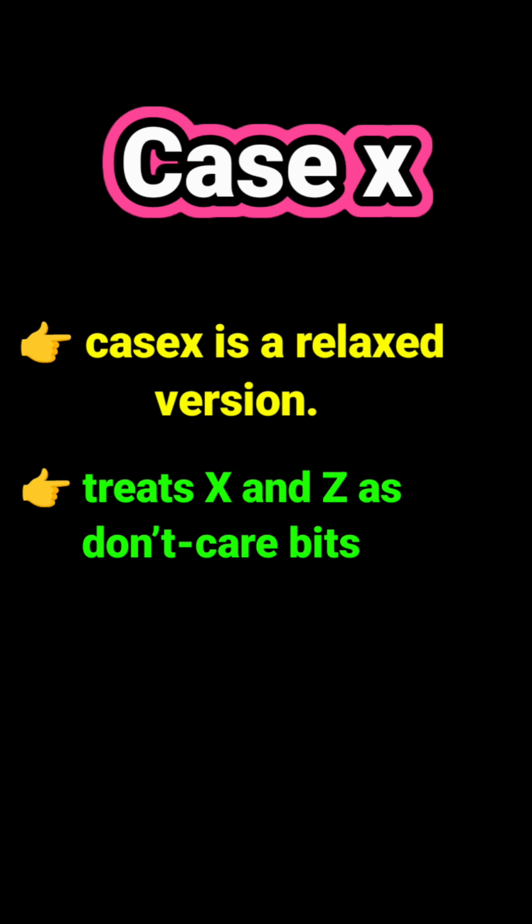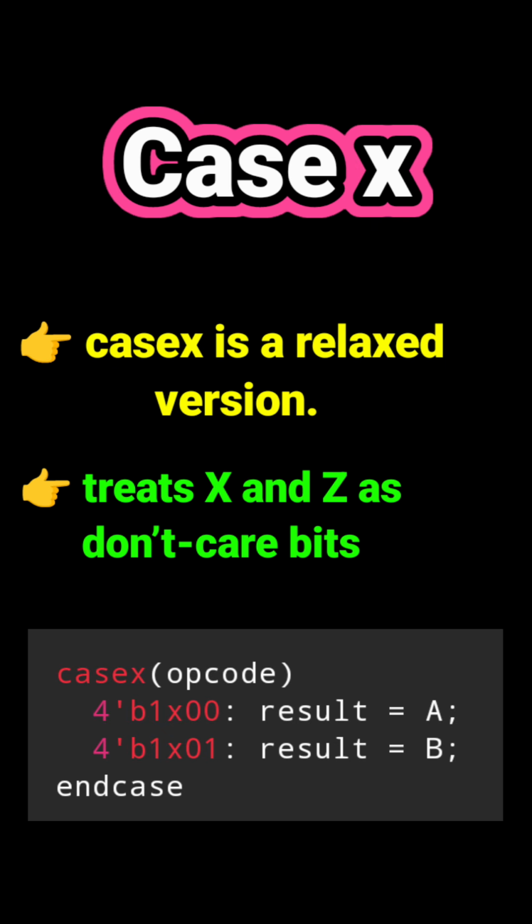Second one is casex. Casex is a relaxed version. It treats X and Z as don't care bits, both in the case expression and the case items. This is the example of casex.